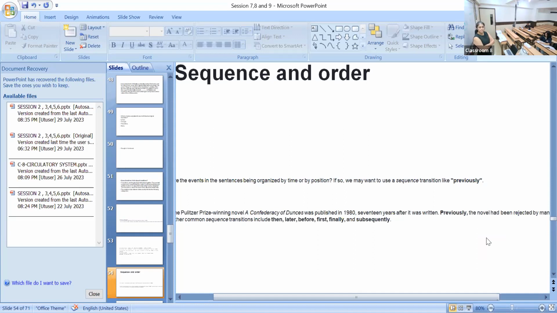Done, guys? Six common sequence transitions: then, later, before, first, finally, subsequently, previously. Clear? Is anyone still writing, or can I change the slide?